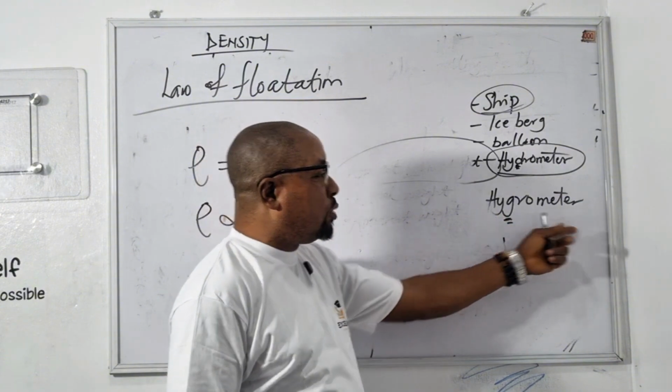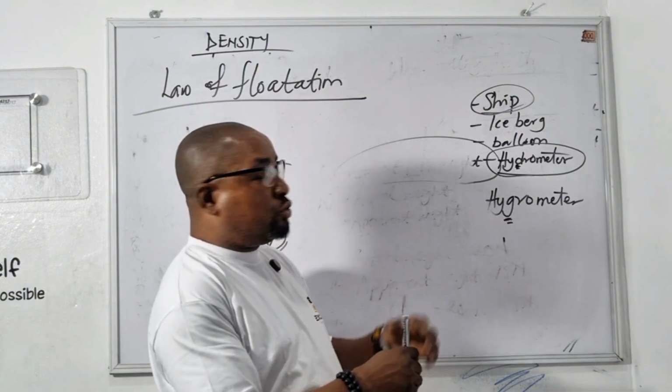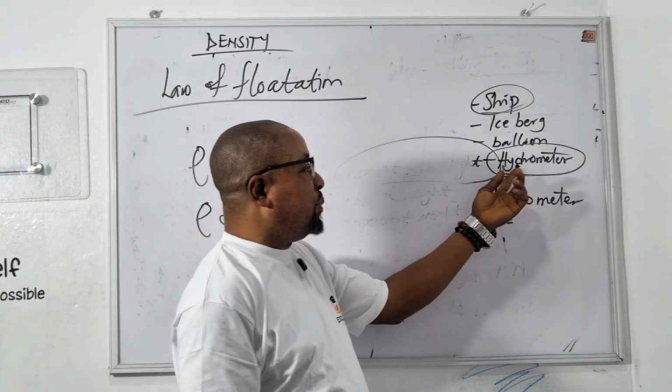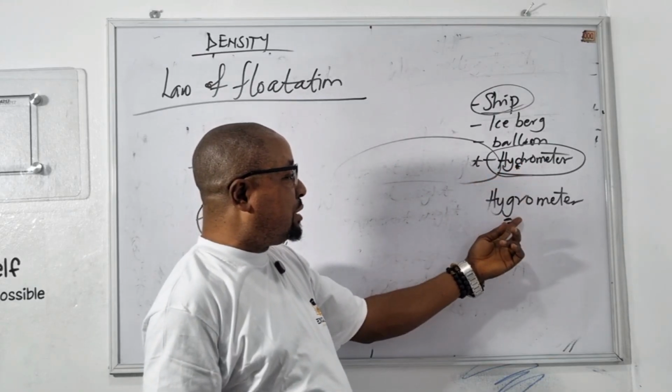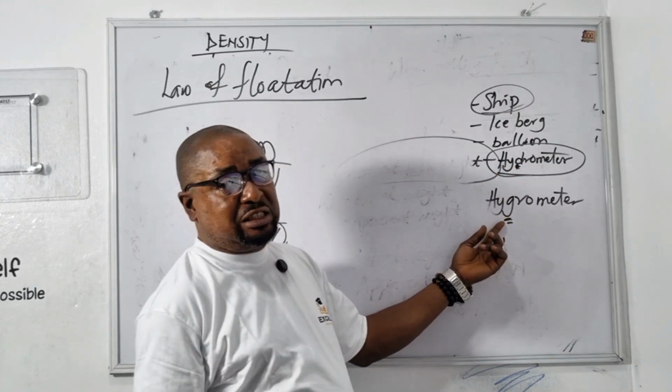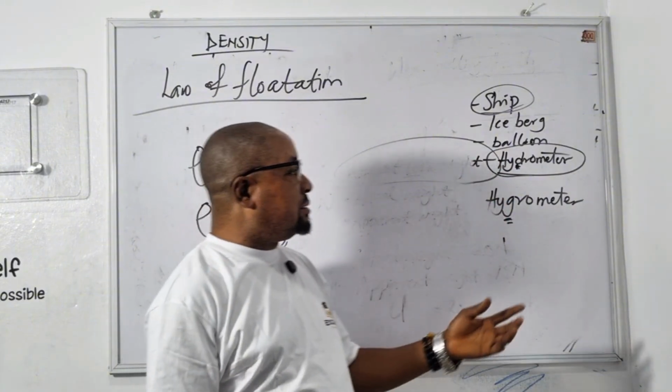Remember, it's different from hygrometer, so that you don't mix them up. The D here will help you. Density starts with D, and there's a D in hydrometer, which is the difference from hygrometer. Hygrometer has a G. So please let's remember this.